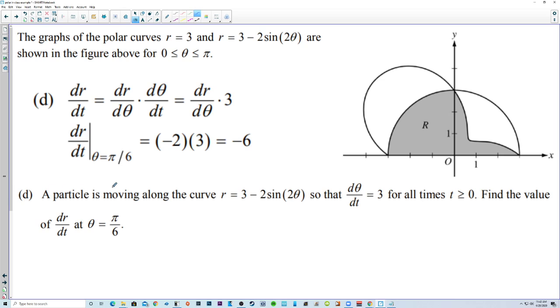A particle is moving along the curve r equals 3 minus 2 sine 2 theta, so that d theta dt equals 3 for all time t greater than or equal to 0. Find the value of dr dt at theta equals pi over 6. Well, we know what dr d theta is, and we know what d theta dt is because it says that right there. So if we take dr d theta and multiply it times d theta dt, these are going to cancel out, and we're going to get dr dt.